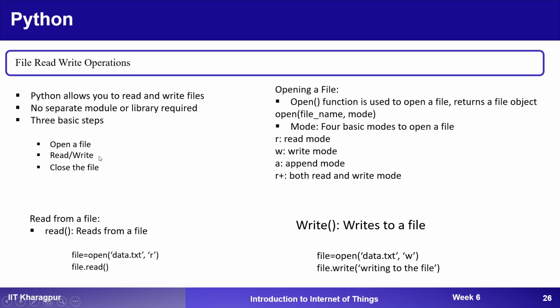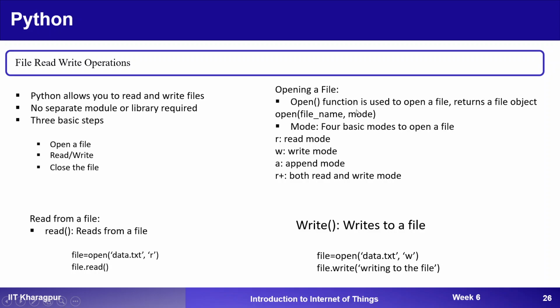Now in order to open the file, the function open is used. In the open function, you have to write the name of the file which you want to open, and further the mode in which you want to open your file. There are four modes in Python in which you can open your file. First one is read mode. If you want to read your file, you have to mention in your open function in place of mode R. If you want to write, then you have to mention W. If you want to open your file in append mode, then you have to write A. And if you want to open your file in both read and write mode, then you have to write R plus.